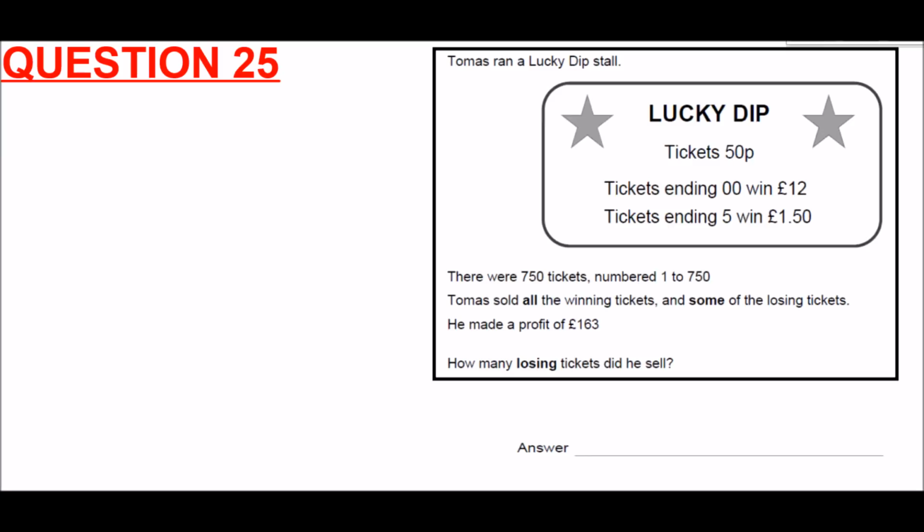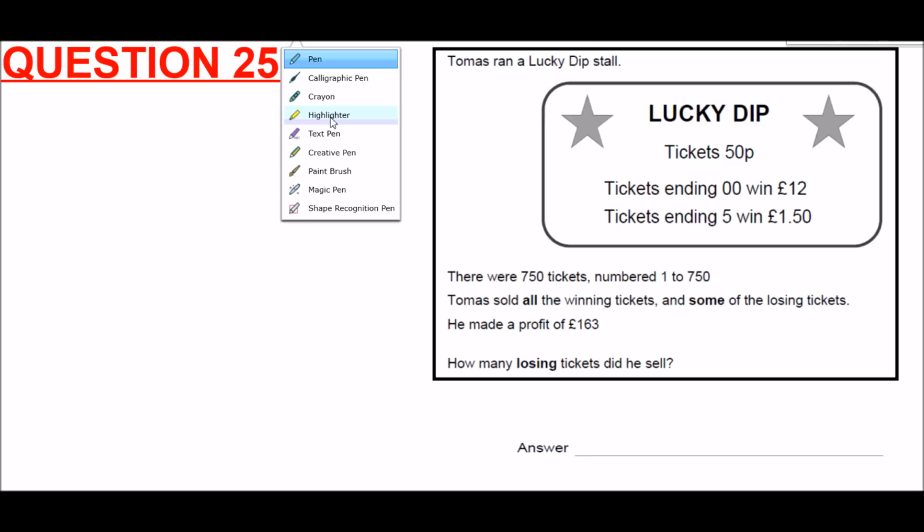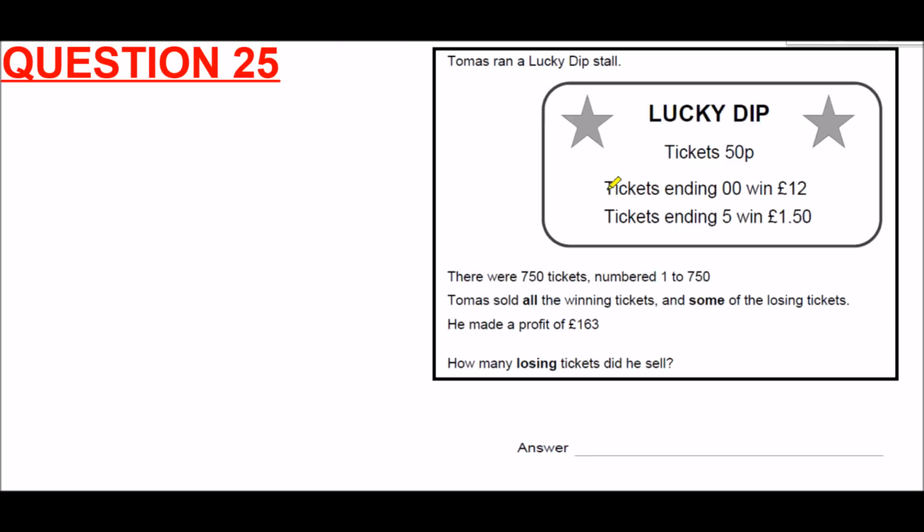Question 25. Thomas ran a lucky dip stall for 750 tickets numbered 1 to 750. He sold all the winning tickets and some losing tickets, and he made a profit of £163. We need to work out how many losing tickets he sold. So first of all, what we're told in this little advertisement is tickets are 50p, and tickets ending in 00 win £12. And tickets ending in a 5 win £1.50.